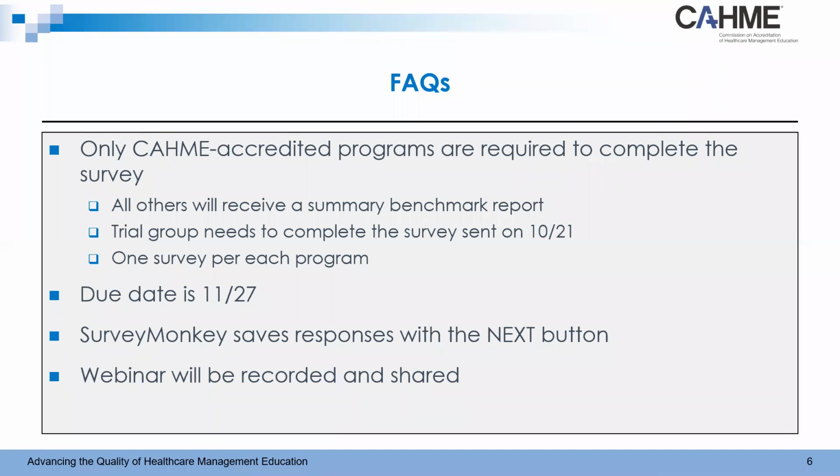Another question that's come up a bit is about how we save responses in the tool. SurveyMonkey saves responses with the next button. So to clarify, at the bottom of each page, when the next button is hit, all responses entered on that page will be saved. This is important to note when moving from page to page in the survey as it's being completed. Be sure to always hit the next button to save your work done thus far on that page. And I'll show you that momentarily as well once we get into the tool.